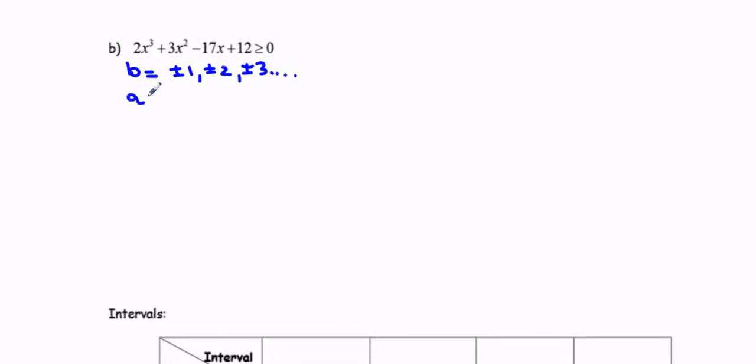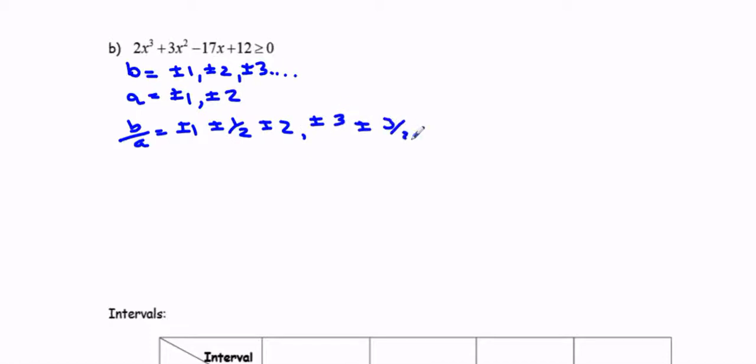I'm just going to do the first 3. And then plus or minus 1, plus or minus 2. B over A then is going to be plus or minus 1, plus or minus 1/2, plus or minus 2, plus or minus 3, plus or minus 3/2. Okay, some options there, but I can see from looking just at the coefficients here that 2 plus 3 minus 17 plus 12 is 0. So I know that P of 1 equals 0. So x minus 1 is a factor.